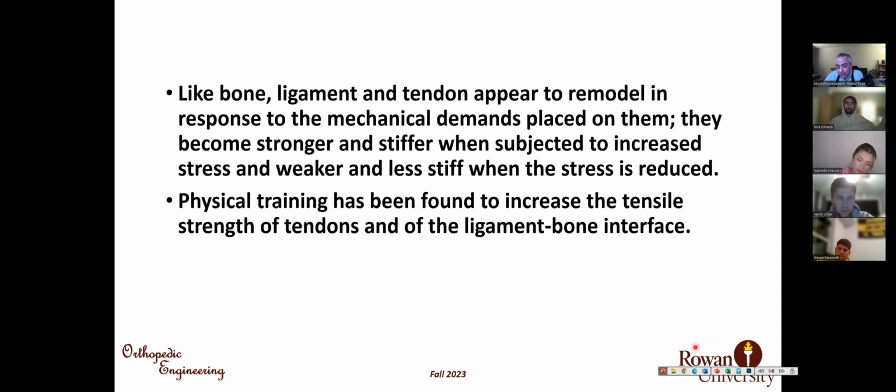And again, like bone and cartilage, when the tendon and ligament are under tension, the cells detect this tension and remodel themselves and regenerate. And if they are not under load, they gradually degenerate. This is, again, important for us.